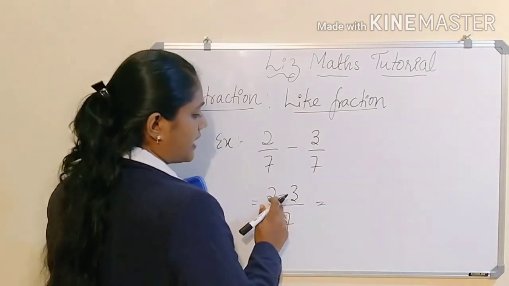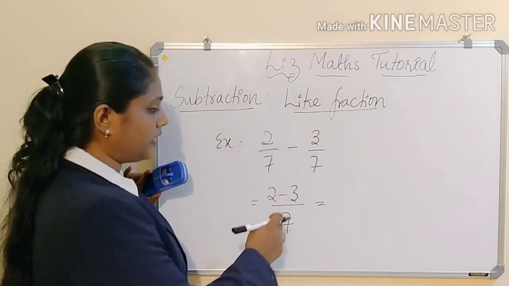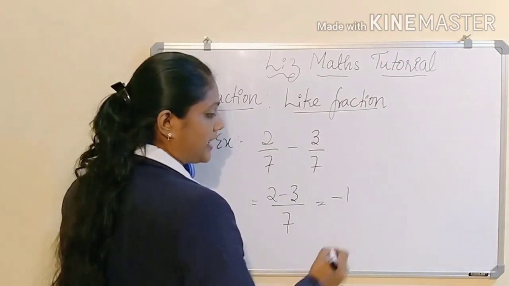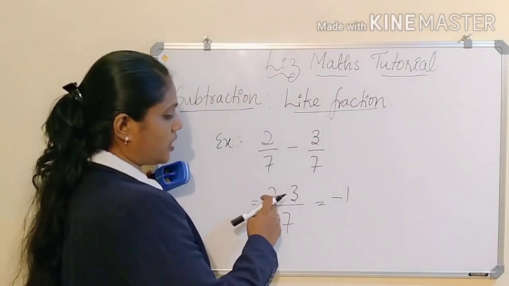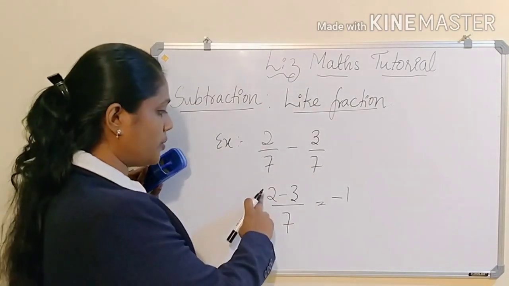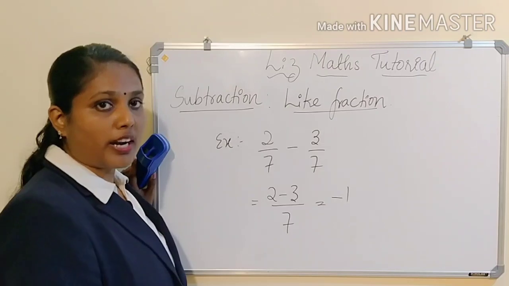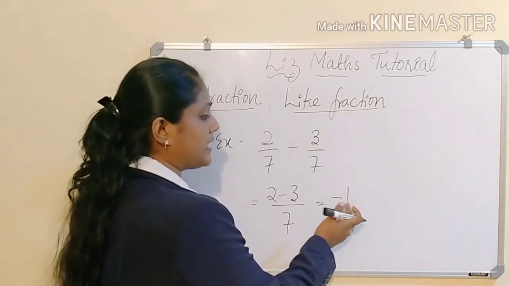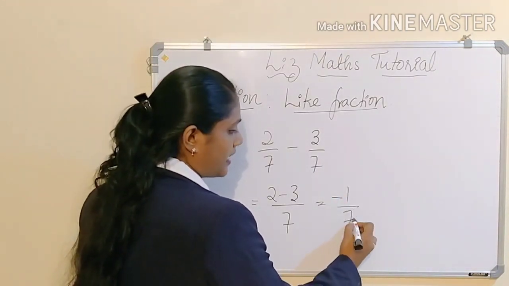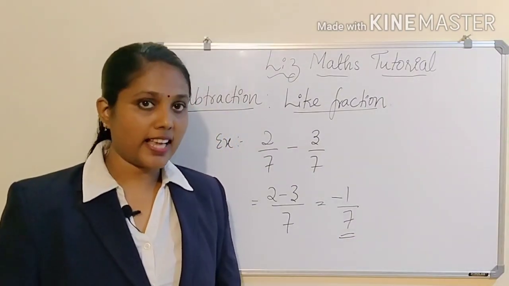Here you will get 3 is more than 2. So you know that your remainder is minus 1. When minus 3 plus 2 comes, different signs, what do you have to do? Here plus 2 and minus 3. So you have to go for subtracting that. So you will get minus 1 as the answer here. So what is the final answer? Minus 1 by 7 as the answer.